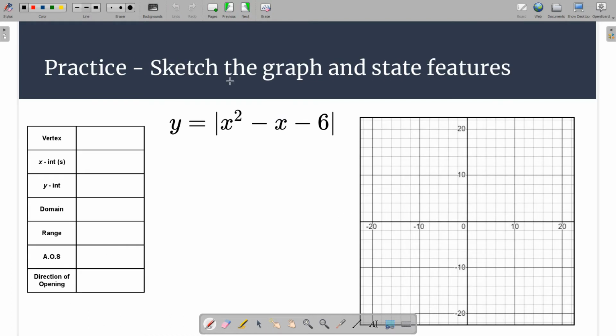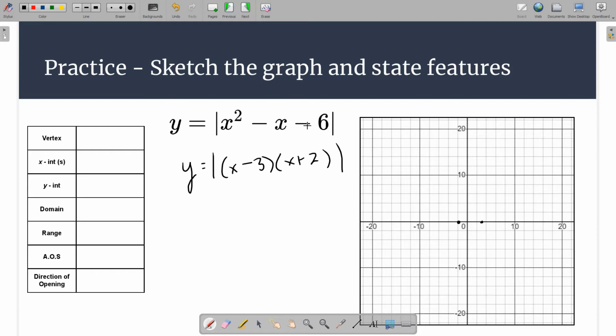So let's do some examples. All right, here we've got y is equal to x squared minus x minus 6. So for me, I think it's easiest just to factor this. And so I'm going to write this as (x minus 3)(x plus 2). And that helps orient me to see what this originally looked like. So if it's (x minus 3)(x plus 2), that means I've got an x-intercept at -2 and at +3.